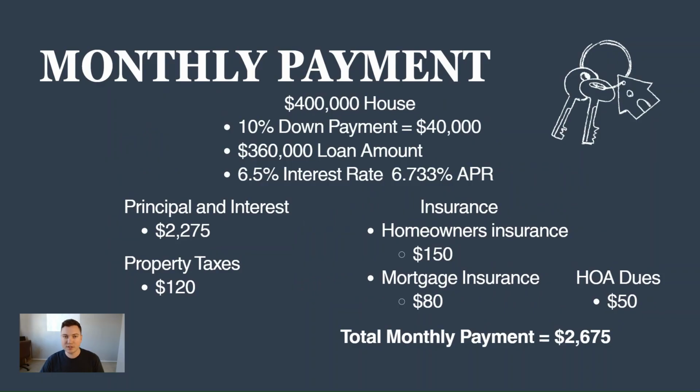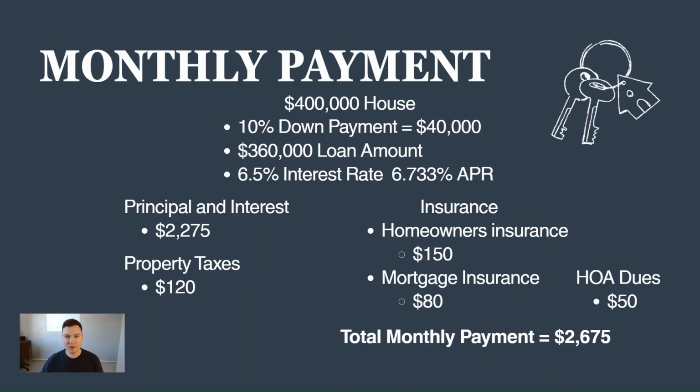So we look first at this principal and interest payment. The principal, again, is paying down your loan amount. The interest goes to the lender. $360,000 at 6.5%. You're going to be at $2,275 a month. Property taxes vary by state. So I used $120 a month. However, if you live in Texas or California, those states have higher property taxes. Expect your property taxes to be a little bit higher.